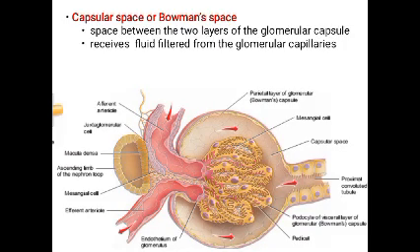The capsular space, or Bowman's space, lies between the two layers of the glomerular capsule and receives fluid filtered from the glomerular capillaries. The diagram looks like this.